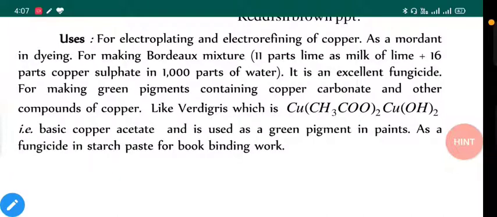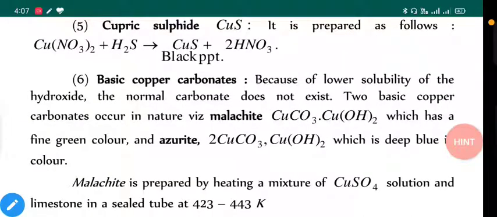Then we have cupric sulfide, which is prepared by the reaction of copper nitrate with H2S, and it can be obtained as black precipitates as mentioned. Then we have basic copper carbonates. Because of the lower solubility of the hydroxides, the normal carbonate does not exist.